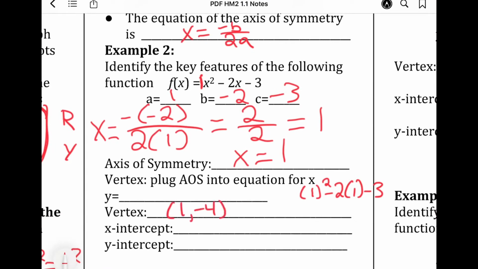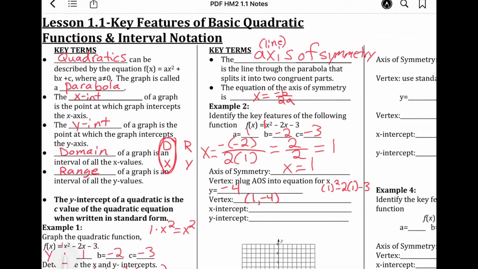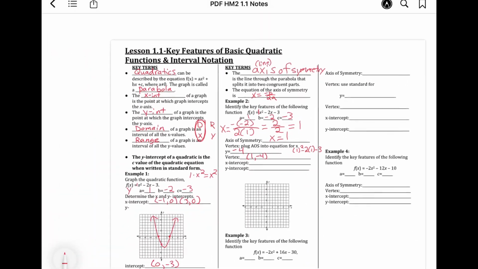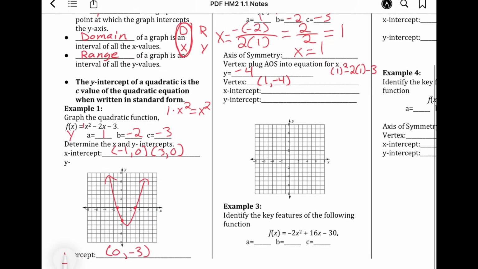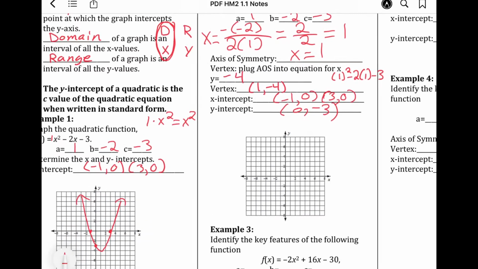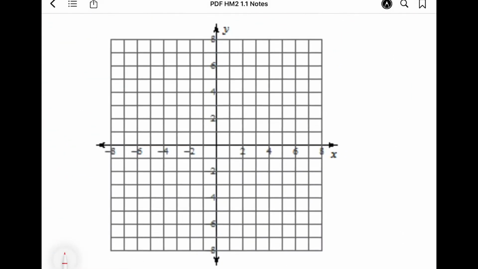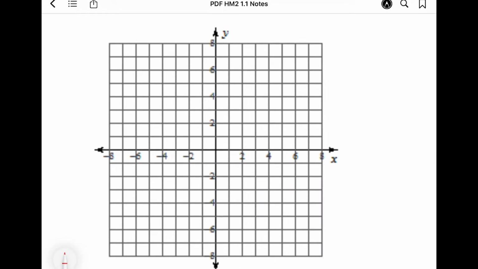So your vertex is 1, negative 4. That y value is going to be negative 4. And we've already done our x and y intercepts for this problem earlier, so we're just going to write them again. We've got negative 1, 0, and 3, 0. Our y-intercept was 0, negative 3. So with this new vertex information, we can draw a little bit better graph of this equation.